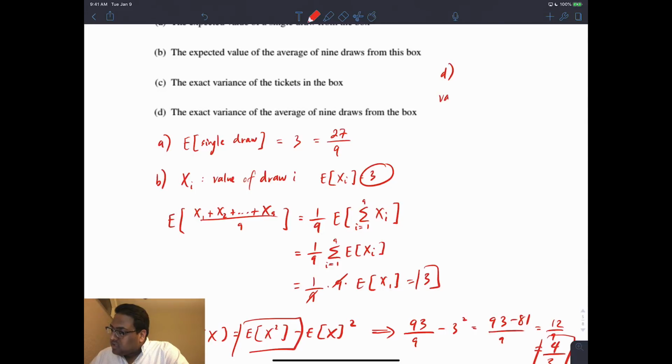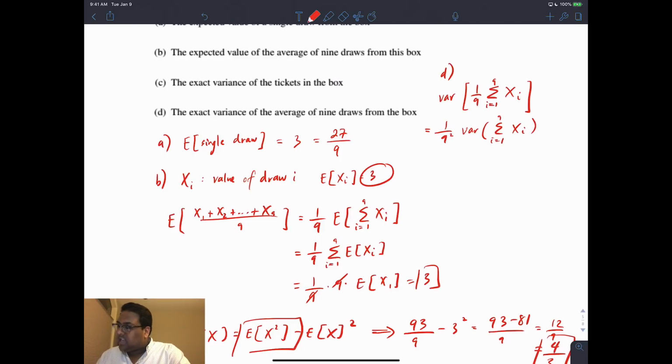So what we want is the variance of 1 over 9 times the sum of x_i, with i going from 1 to 9. Okay? And we know that if you want to pull a constant out of a variance, we have to square it. So we have 1 over 9 squared times the variance of this sum. And now since each draw is independent of one another, I can replace the variance of a sum with a sum of variances, as we did in question 2.